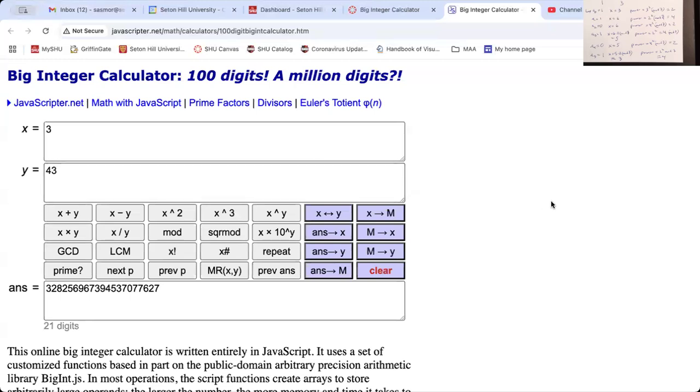Now I want to take that answer and put it up there as one of the numbers. So I'm going to take the answer and stick it in the X spot, and then I'm going to replace Y with 7, and I'm going to say X mod Y. There's my mod button. It worked.